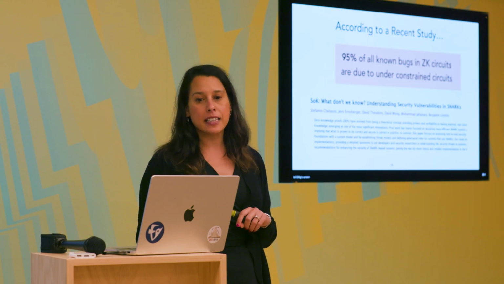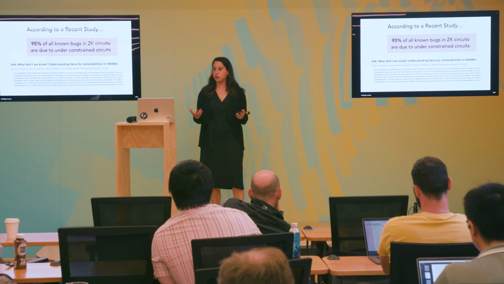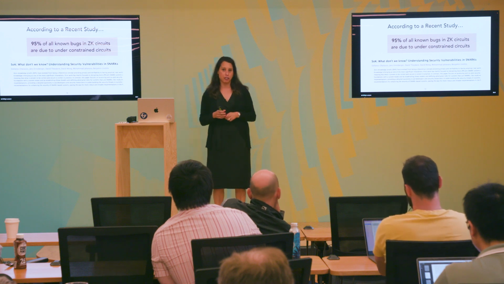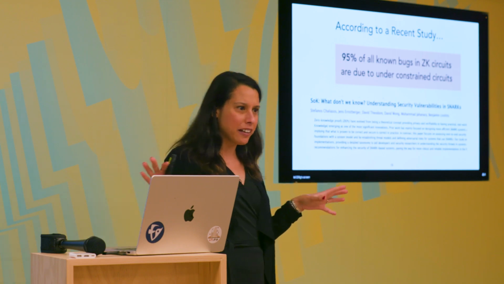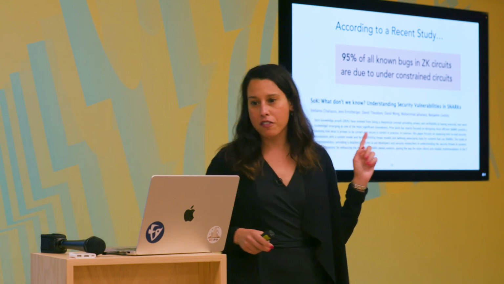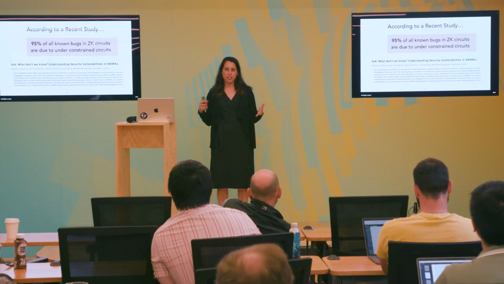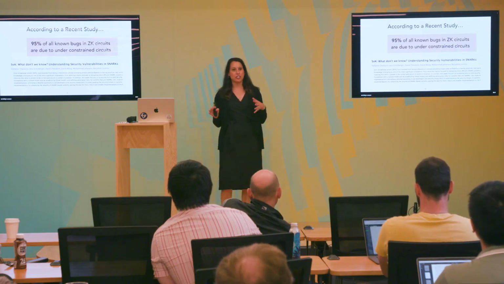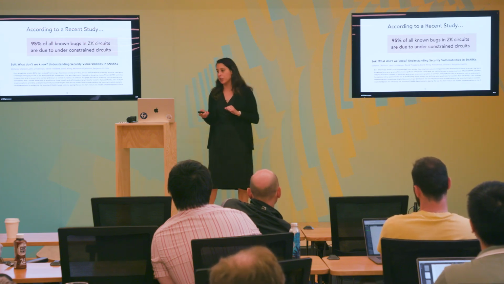And what they found is that 95% of all known bugs are actually due to the circuit being under-constrained. I think they looked at 99 problematic circuits in total, and 94 of them were due to being under-constrained. One was over-constrained, and the rest were neither over- nor under-constrained, but still not equivalent.